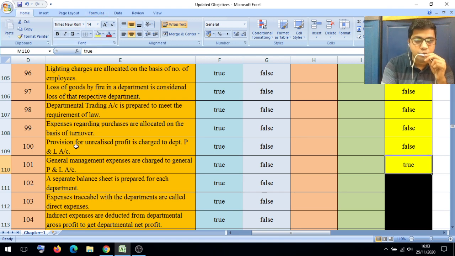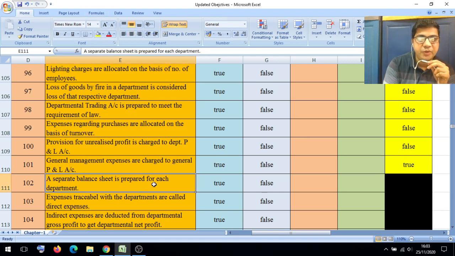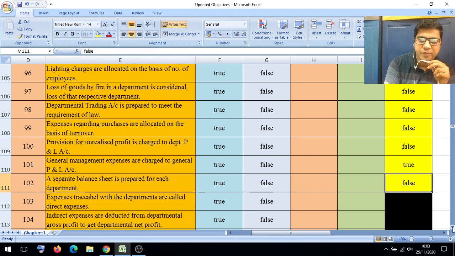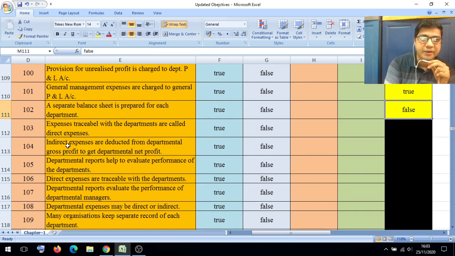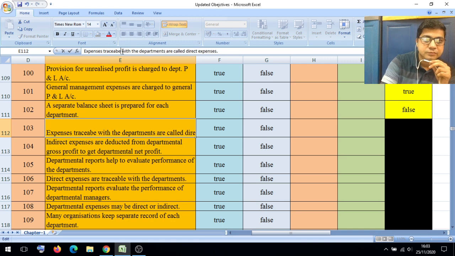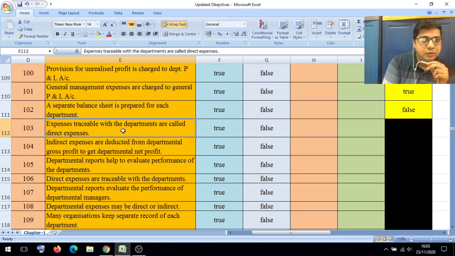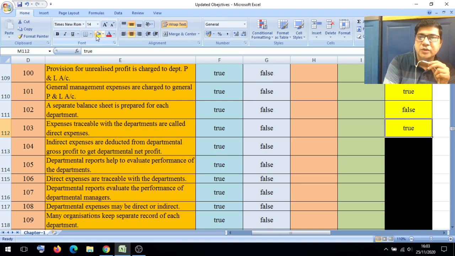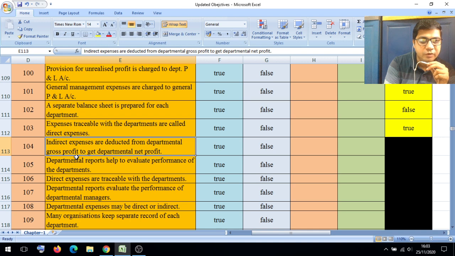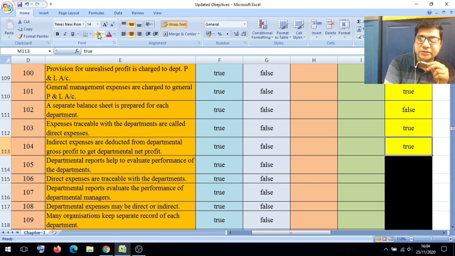Answer is true. A separate balance sheet is prepared for each department. Answer is false. We will not prepare a separate balance sheet for each department. Expenses traceable with the departments are called direct expenses. True. Indirect expenses are deducted from the departmental gross profit to get the departmental net profit. Yes, true.